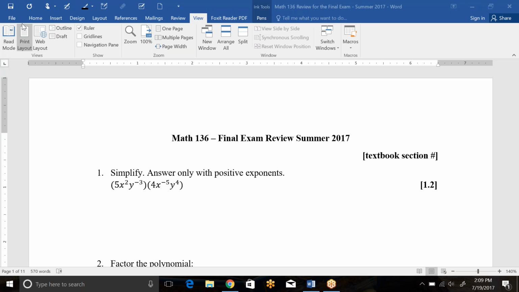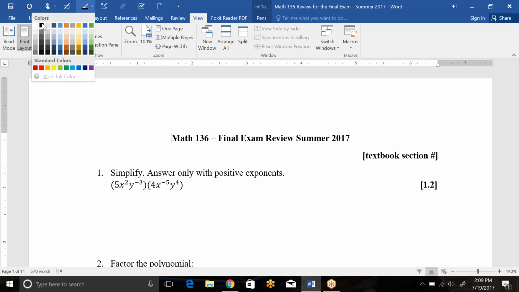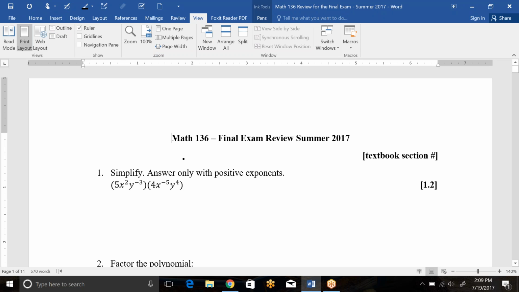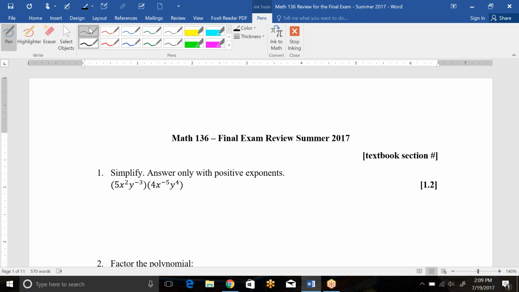So we're looking at simplifying this expression here that has something multiplied by something else. Notice there's nothing in between the two parentheses, so we're going to be doing times. And when we're looking at this, we need to answer only with positive exponents for our final answer. Since there's no adding or subtracting anywhere, we can go ahead and just start multiplying.